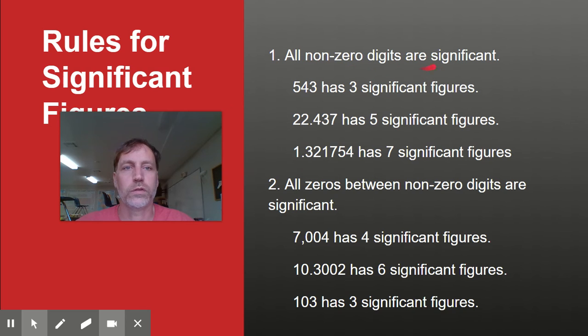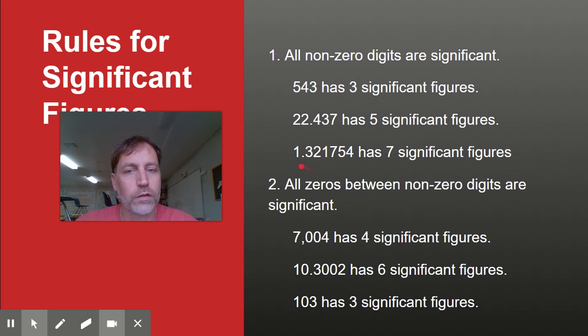All non-zero digits are significant. So we have the number 543. It's going to have 1, 2, 3 significant figures because there are 3 non-zero numbers there. The number 22.437 has no zeros, so it has 5 significant figures because that's 5 digits. The number 1.321754 has 7 significant figures because there's no zero. So when there's no zeros in there, you just call them all out, and that's how far you can report. So in this number, you can report all the way to this decimal place. But this one, you can report to that third decimal place.